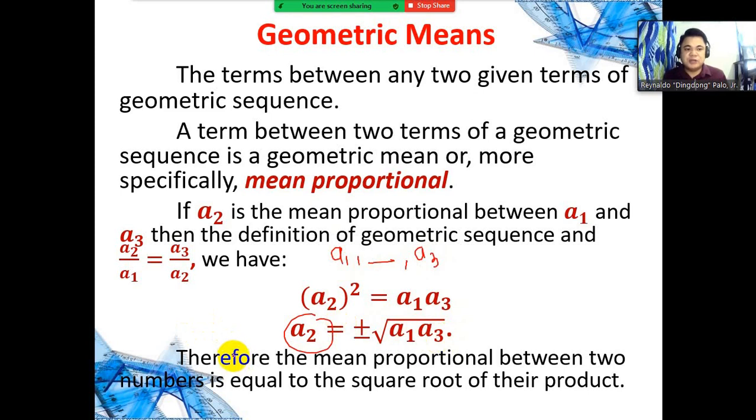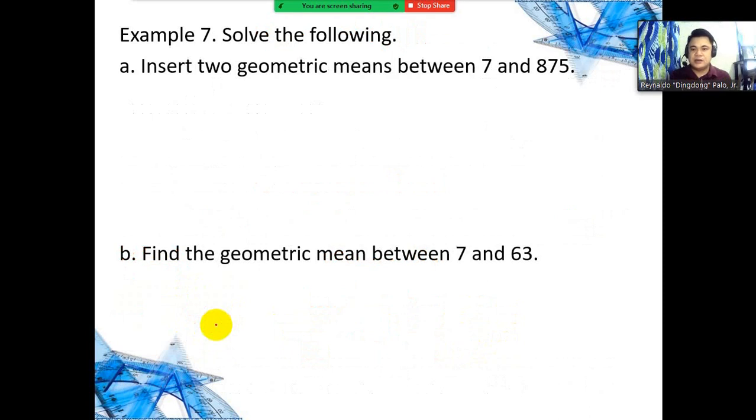But if you are solving for more than one mean, two or more means, this is the process. Solve for the common ratio using the formula positive, negative, n minus 1 root of a sub n over a sub 1. Once you have the common ratio, that's the time that you will be able to solve for the means. So there are two ways: if you are only looking for one mean, simply use this formula, and if you are looking for two or more means, solve first for the common ratio. Then let's have the following examples under geometric means.